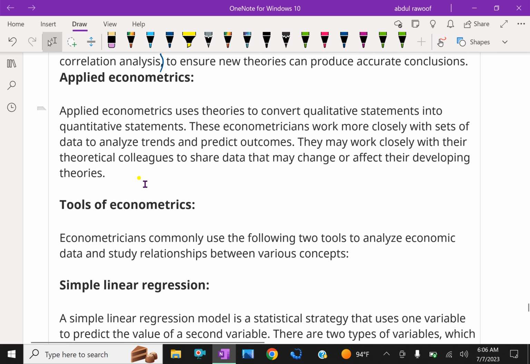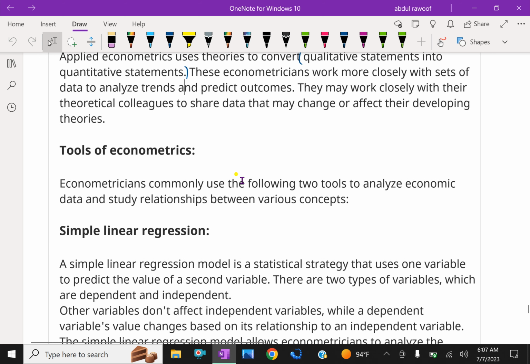Applied econometrics. Applied econometrics uses theories to convert qualitative statements into quantitative statements. This is from qualitative to quantitative. These econometricians work more closely with sets of data to analyze trends and predict outcomes. They may work closely with their theoretical colleagues to share data that may change or affect their developing theories.